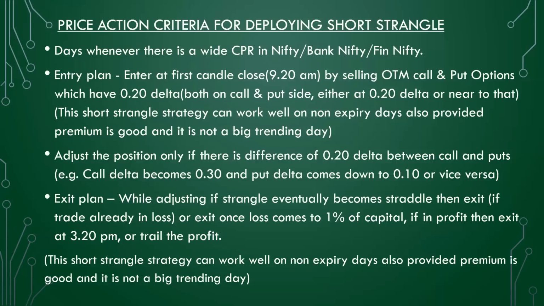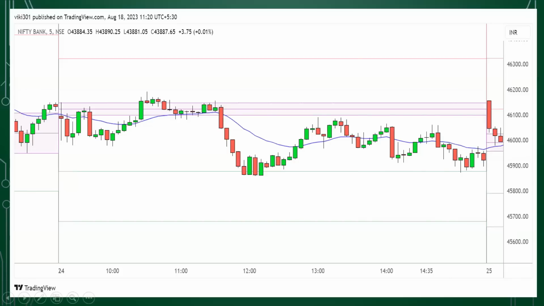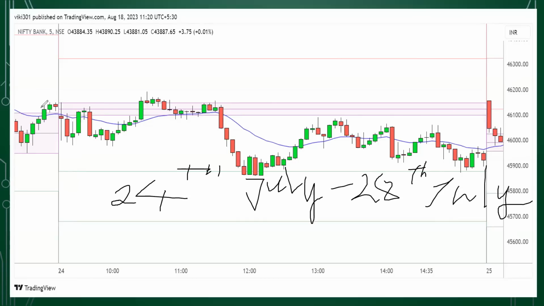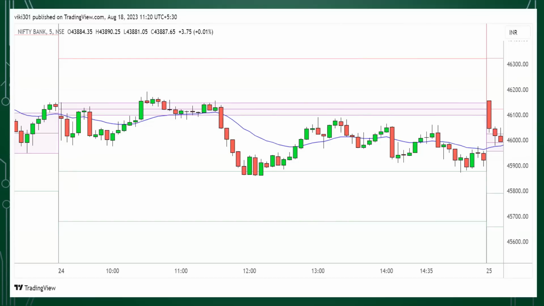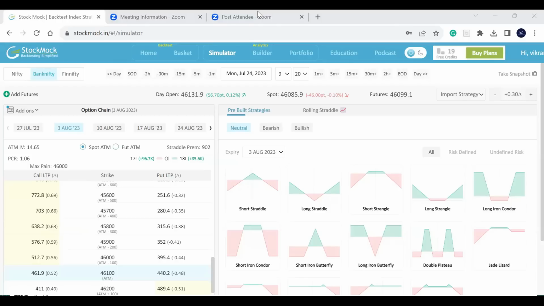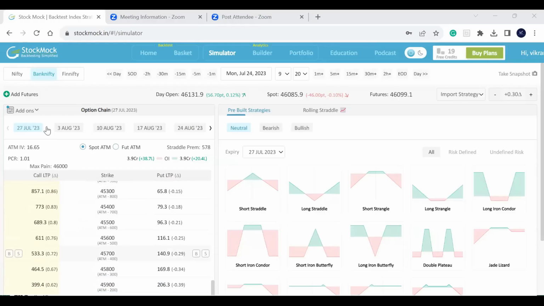So I've chosen the dates from 24th of July to 28th of July. I'm keeping the chart as a reference. Now we'll go to the option software and start the back testing from 24 to 28 July 2023. This is the Stockmock website. This is the option software where you can do the simulator, back testing and everything. So for expiry 27 July, I'm starting from 24th of July, 9:28. Watch this carefully so that next time when you have to do back testing on the simulator, you will know how to do it.